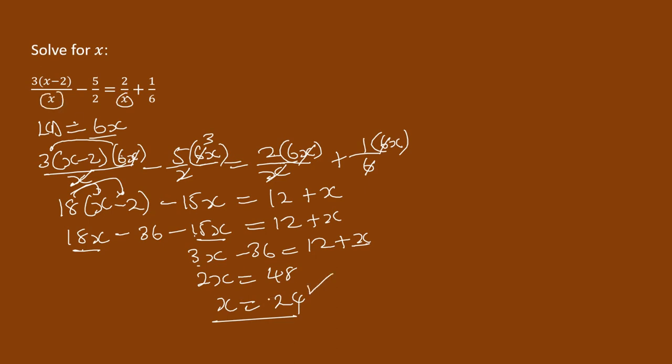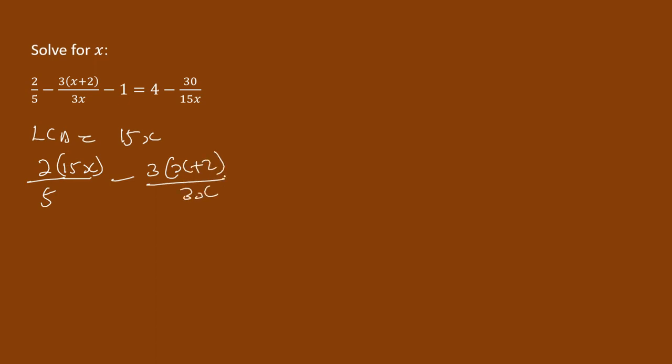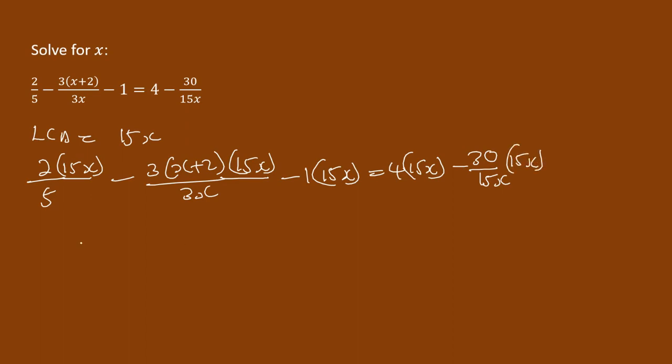And then the last one, the LCD is 15x. LCD is equal to 15x. So we multiply 2 over 5 times 15x minus 3x plus 2 over 3x times 15x minus 1 times 15x is equal to 4 times 15x minus 30 over 15x times 15x. And then now we can say 5 into 15 is 3.